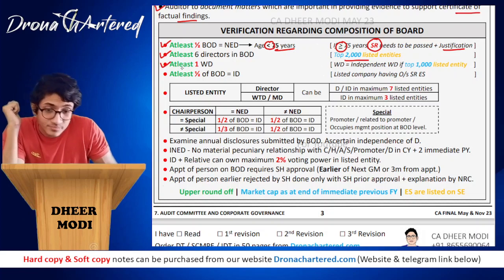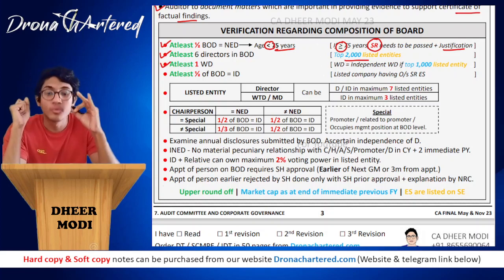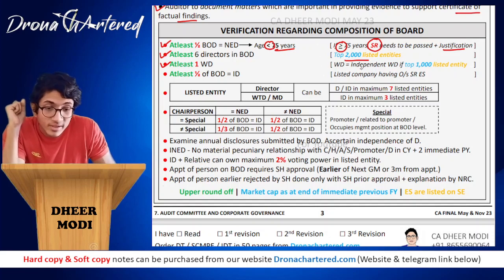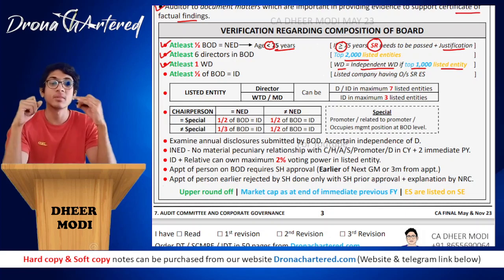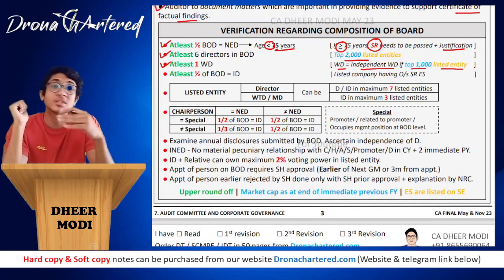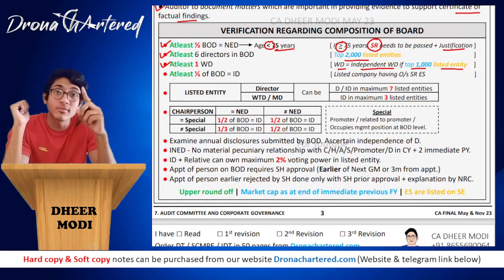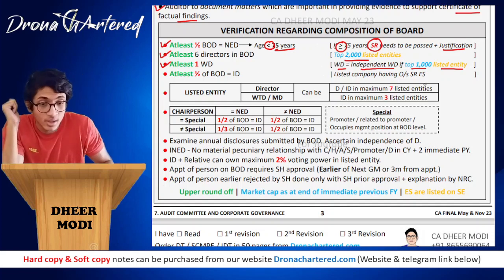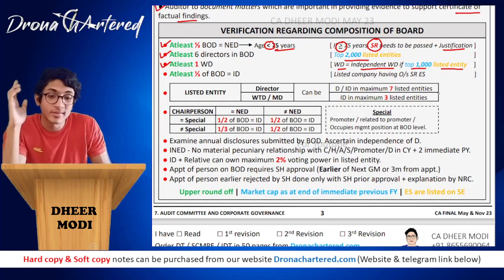Next, there should be at least one woman director. The woman director is an independent woman director if it is a top 1000 listed entity. That means for top 1000 listed entities, the condition is not one woman director, the condition is one independent woman director. Okay, so this is for your top 1000 listed entity.